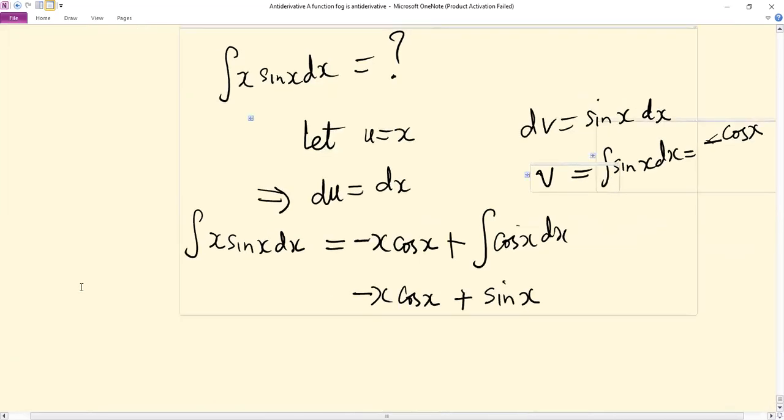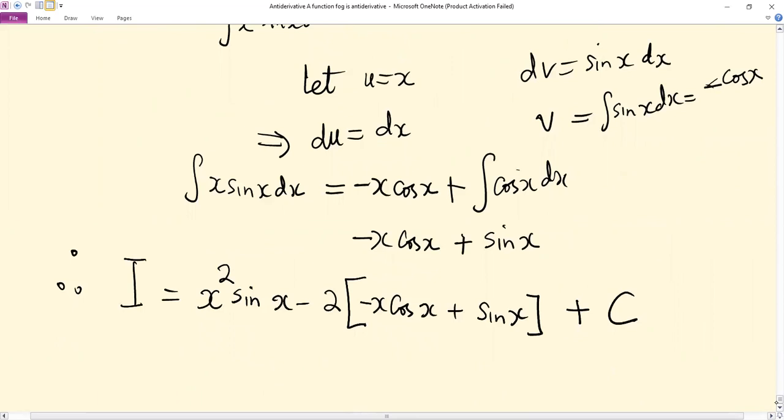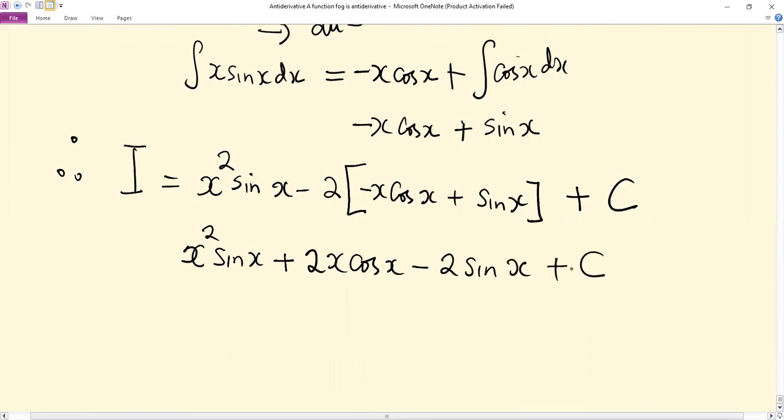So therefore I will be x squared sine x minus 2 into this value, minus x cos x plus sine x. And then here we add the constant of integration. So that will give us x squared sine x plus 2x cos x minus 2 sine x plus c. So therefore, the integral of x squared cos x dx is given by this function.